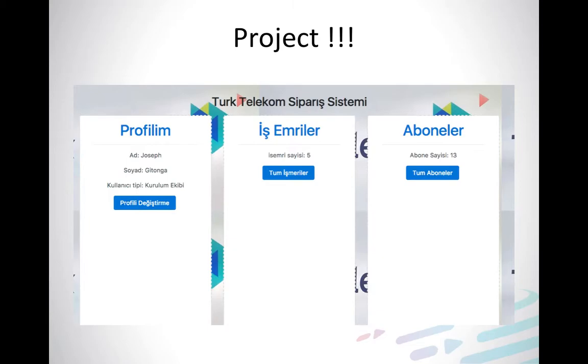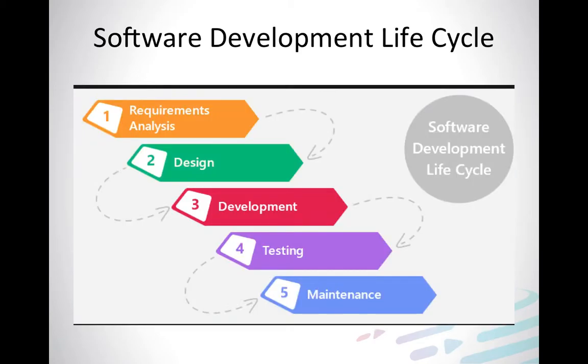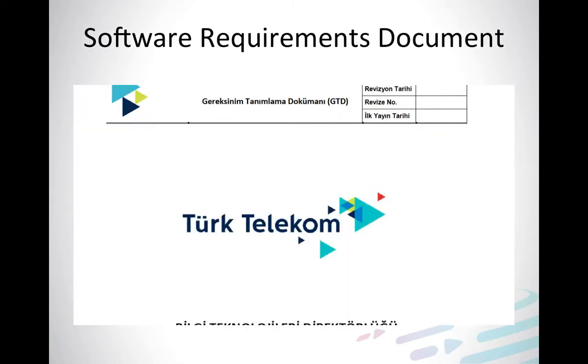It is True Telecom's parish system, and basically this is a web interface where customers can come and order True Telecom products, and the True Telecom staff can complete these orders. So the way software is developed in True Telecom, it follows a 5-step routine. Number one is the requirement analysis, followed by the design, followed by the development, followed by the testing, and then followed by the maintenance. So in my project, I had to follow all the 5 steps.